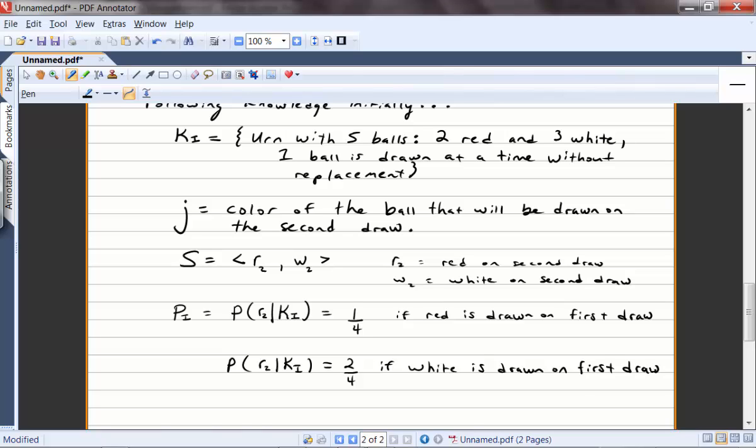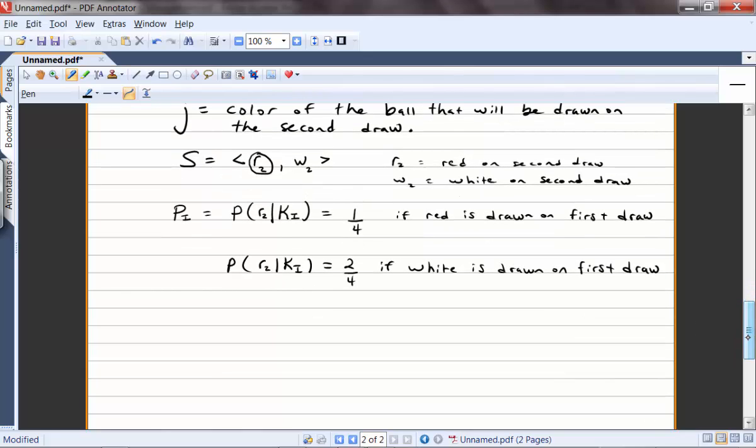So it seems that the probabilities that we attach to the state red drawn on the second draw, it seems like we're uncertain between either this one or this one, depending on what was drawn on the first draw. We're going to attach either the 1/4 probability or 2/4 probability to this state. It seems like we're uncertain, but actually, if you know a little bit about probability, you'll see that we're not uncertain.